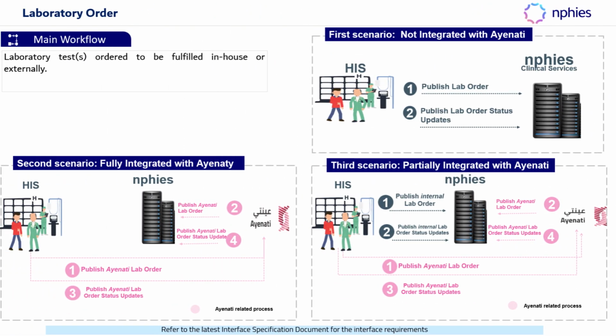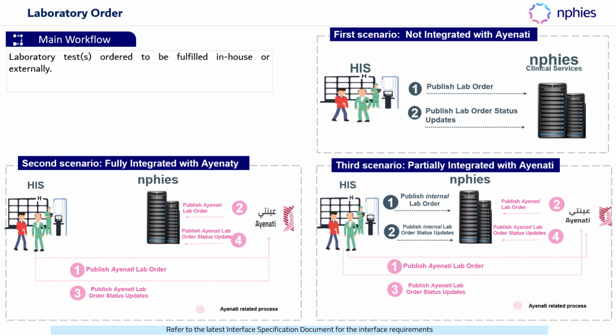For the laboratory order use case workflow, there are 3 scenarios. The first scenario is in the case when the healthcare organization is not integrated with Ionati, the health information system will publish the lab order to Nphies, as well as will be able to publish lab order status updates. Whereas the second scenario is when the healthcare information system is fully integrated with Ionati. Thus, the health information system will publish both the lab order and the lab order status updates to Ionati, then it will be published to Nphies.